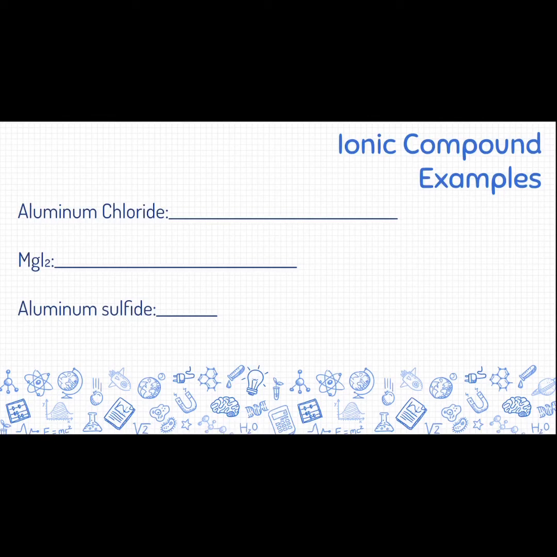Magnesium and iodine. If I'm just naming it, all I have to do is add IDE to the next one. So it's just magnesium iodide. And then last one, aluminum sulfide. So again, I'm taking the charges from the periodic table. Aluminum's +3, sulfur's -2. Swap and drop the charges, so it should be Al2S3.